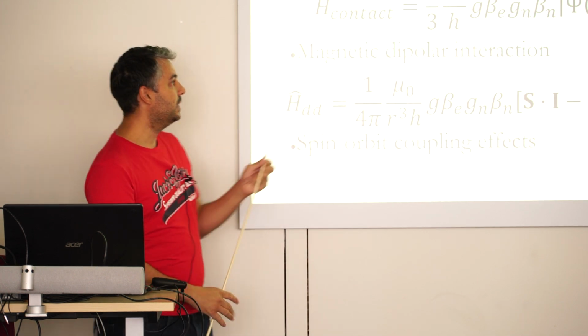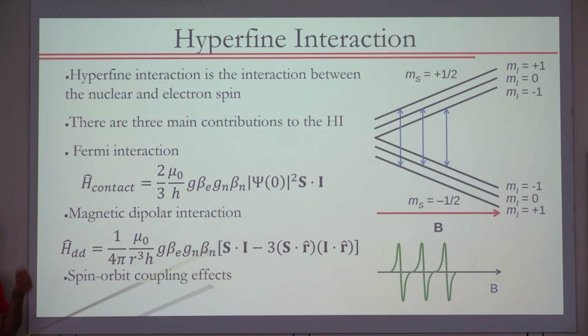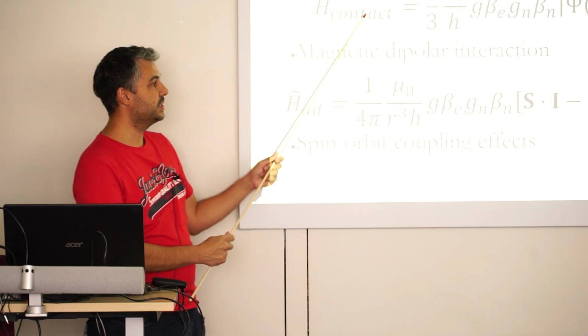So when the wave function at zero, which is a notation for the position of a nucleus, is not zero, then you have a contact interaction, and this always happens to some extent. So this is isotropic in principle.